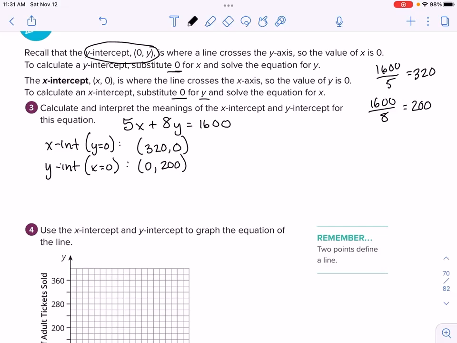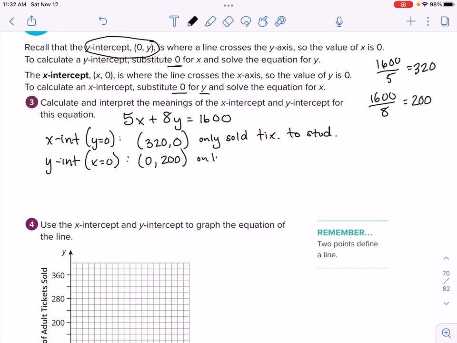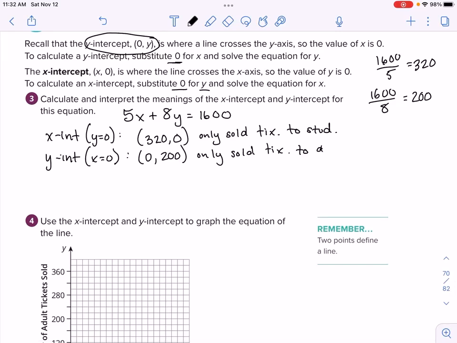Okay, so what does that represent? The x-intercept means that when the school sells 320 tickets to students, then it does not sell any adult tickets. So this would be only sold tickets to students. And this would represent, right, 0 for students and 200 for adults. So only sold tickets to adults. Okay, so that's what that represents.